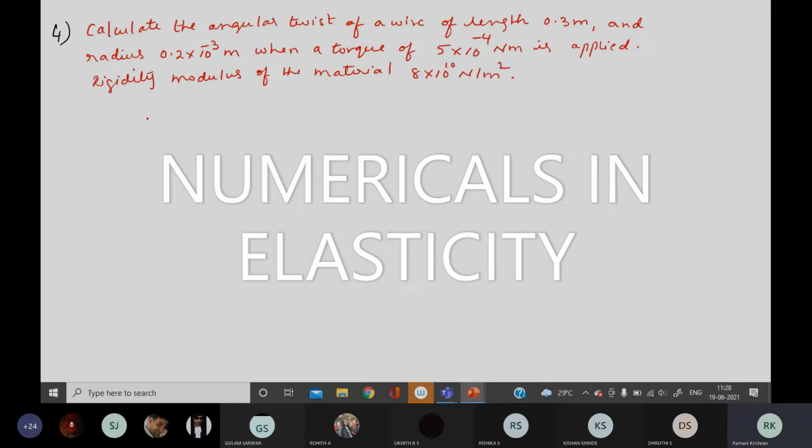Okay, so let us see what is given. Torque is given. No? So the formula is torque is equal to pi eta r power 4 theta by 2L. They are asking you theta, calculate the angular twist. So theta is equal to 2L torque by pi eta r power 4.